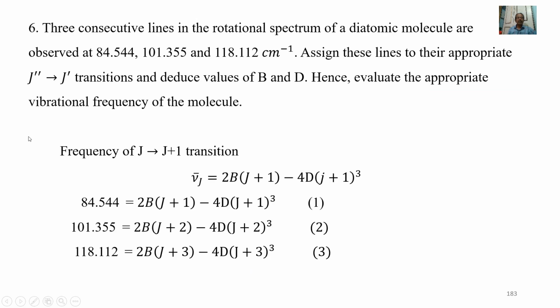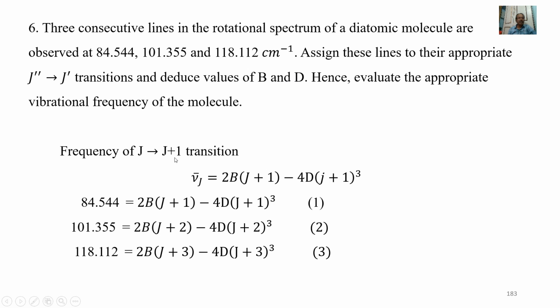Now we will go for the sixth problem. Three consecutive lines in the rotational spectrum of a diatomic molecule are observed as 84.544, 101.355 and 118.112 per centimeter. Assign these values to their appropriate J double prime to J prime transitions and deduce the values of B and D. So we are going to calculate first J and thereby B and D. Hence evaluate the appropriate vibration frequency of the molecule.